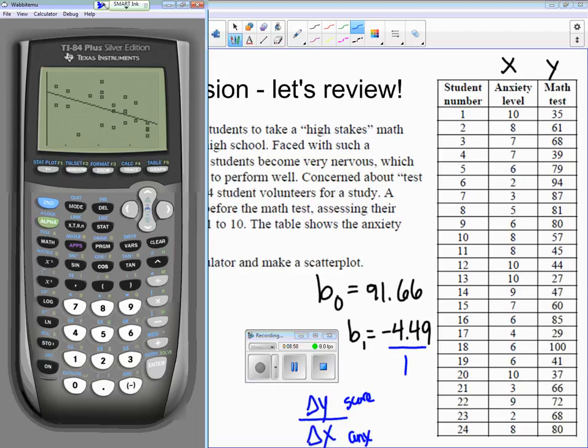So for every 1 point, go ahead, Katie. Exactly. For every 1 point increase on the anxiety level scale, I'm going to decrease my score on the math test by about 4.5 points. Now, is this perfect? Of course not. Remember that if you look at the actual calculator, the line of best fit, I can't even tell how linear it really is. So we need to ask ourselves some questions.